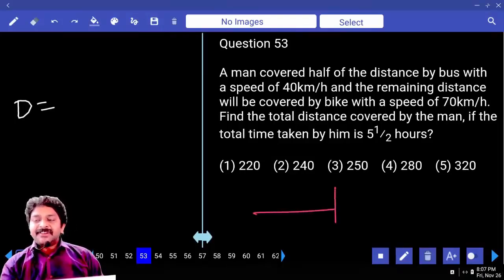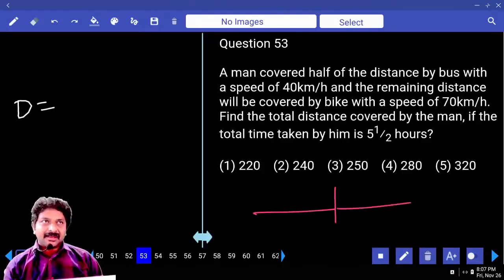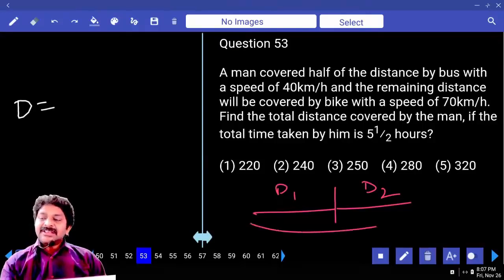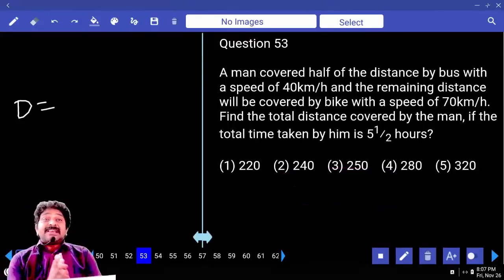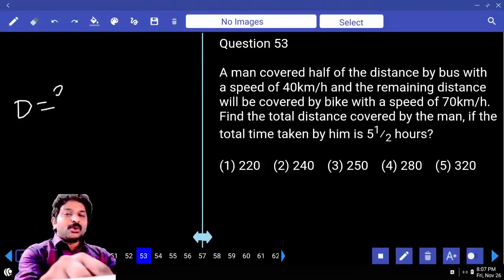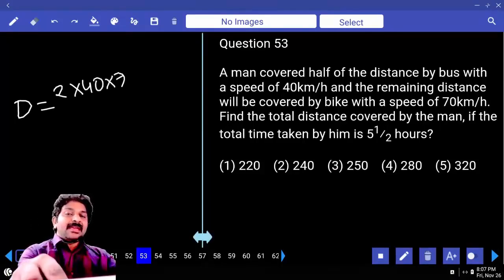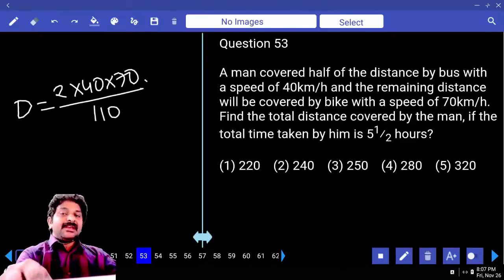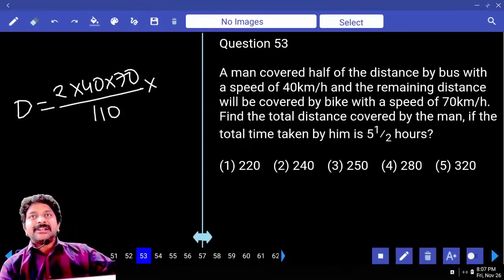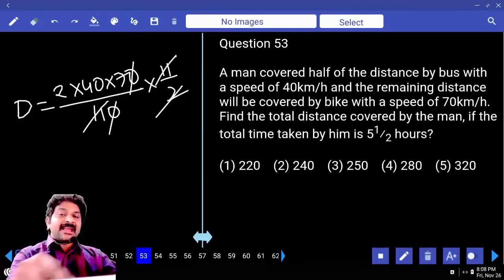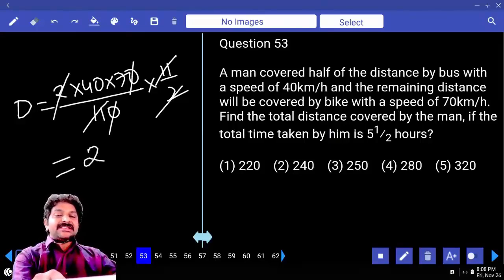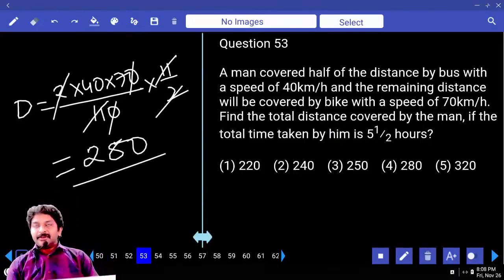Total distance is total speed multiplied by total time. So exactly half distance is over and remaining half they are talking about. So distance covered in first case is equal to distance covered in second case. In that case, total speed maintained is equal to average speed only. If distance between two places are same, average speed is 2ab by a plus b. This is total speed. Multiplied by total time, 5.5. Can I write it as 11 by 2? 0, 0 cancel, 11, 11 cancel, 2, 2 cancel, 47 times 280. Fourth option answer.